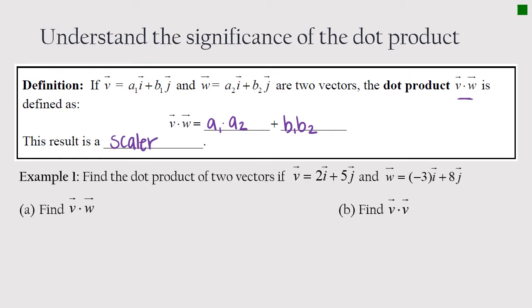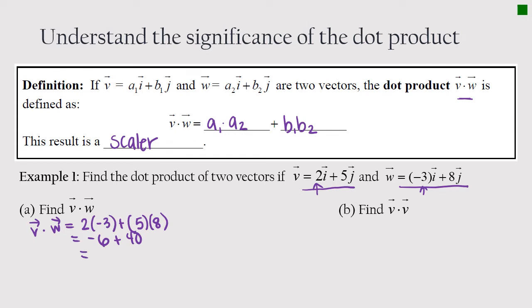For example, if we had to find the dot product of these two vectors, vector v and w, that again is going to be taking the horizontal components, multiplying those by each other, and adding the vertical components multiplied together. So I get -6 plus 40, which is 34.